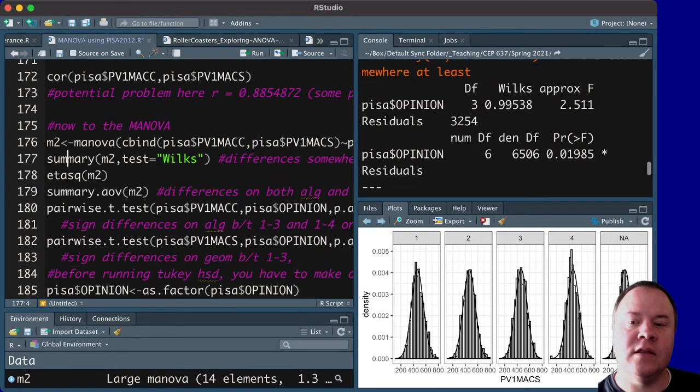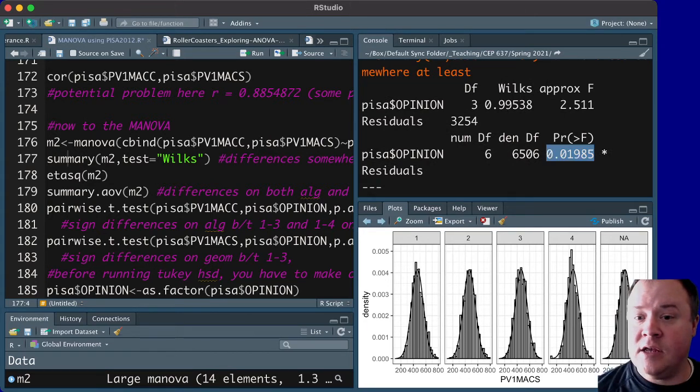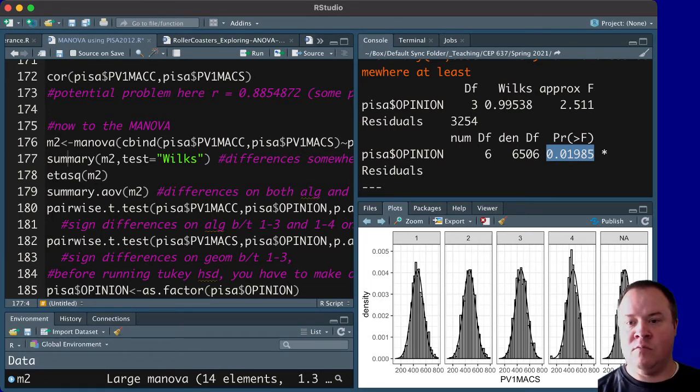And we see that there is a statistically significant result indicating that somewhere there are differences based on groups. So that performance on geometry and algebra appears to somehow be related to group membership, or what kinds of opportunities students had to express opinions.